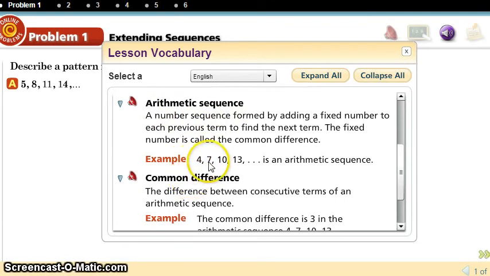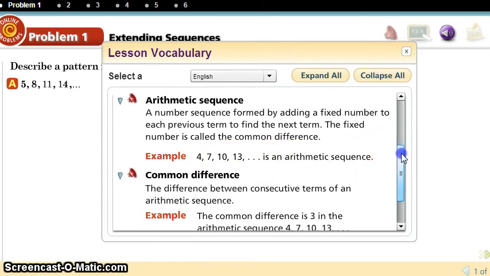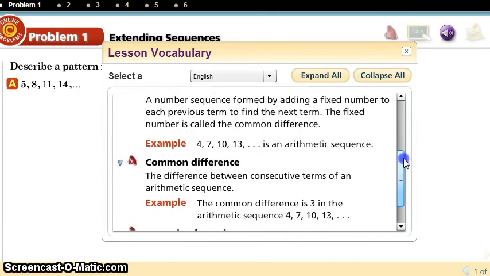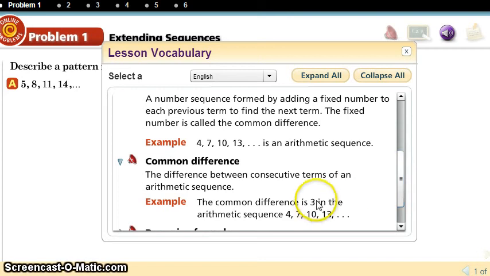So this example is 4, 7, 10, 13. That is an arithmetic sequence, and as you can see in the definition for common difference, that sequence has a common difference of 3 because I'm adding 3 every single time.